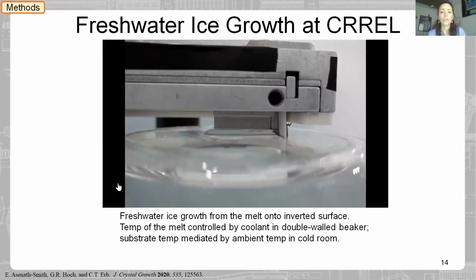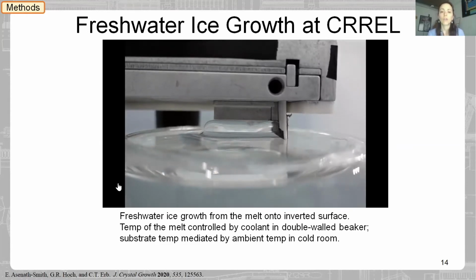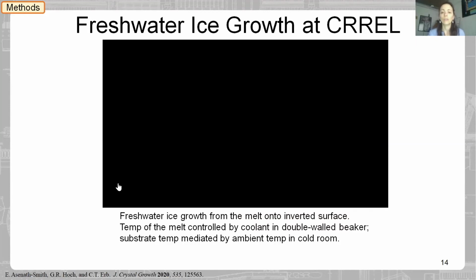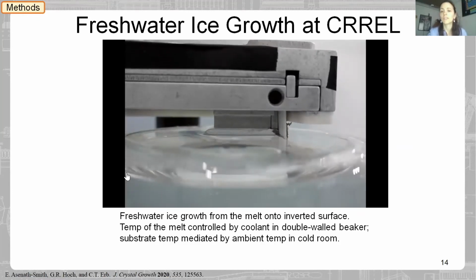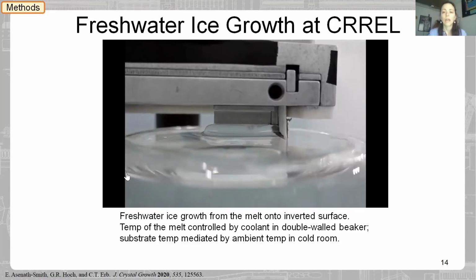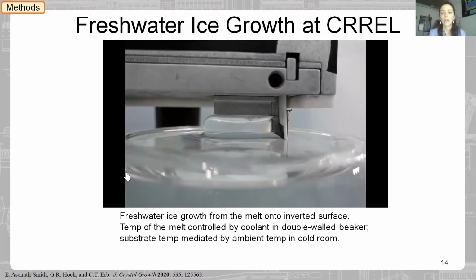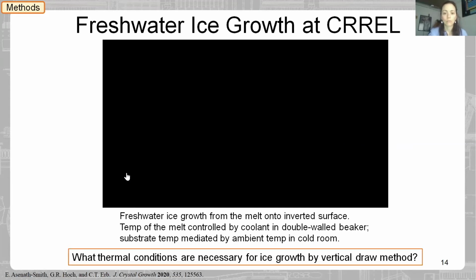Now we're forming this beautiful ice on the surface without touching it or manipulating it. We'll play it again so you can see the nice ice. These have beautiful regular microstructures that are columnar. And I will show you a little bit more about that right now.